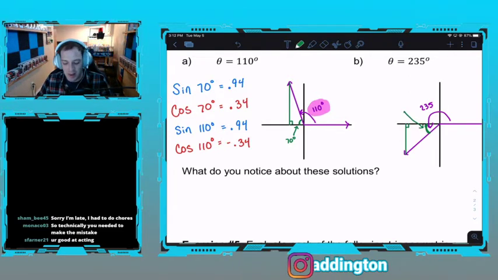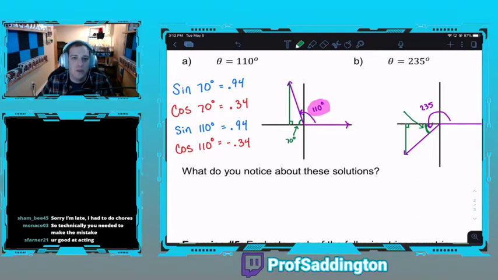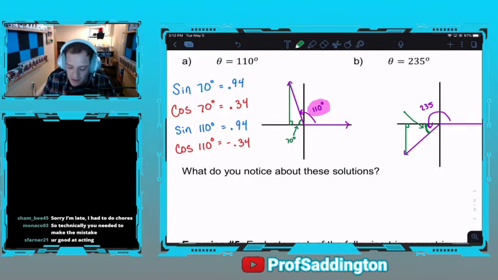So I got to find that missing angle right there. The only way we can find that little angle there is if we do 235 minus 180, because remember that flat line is going to be 180. And 235 minus 180 is going to be 55.